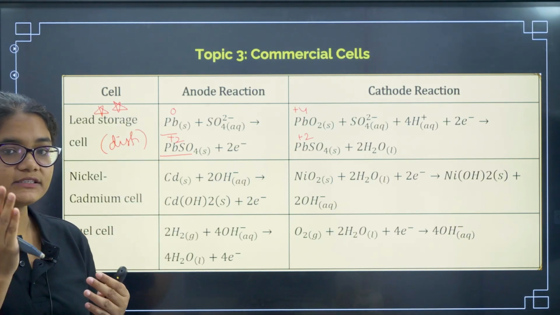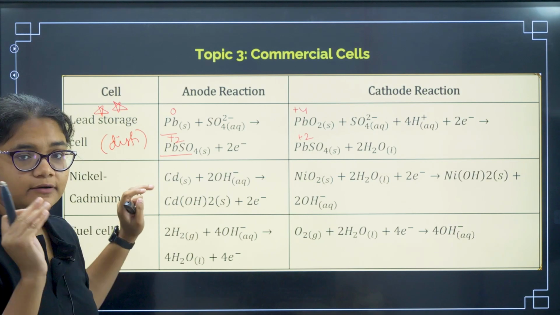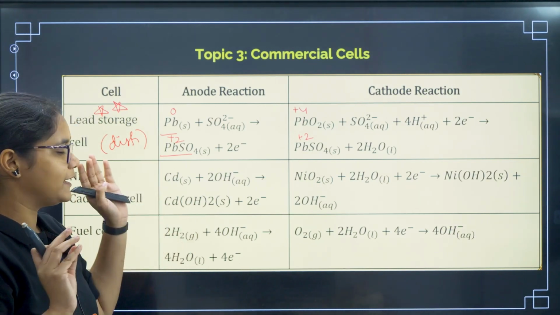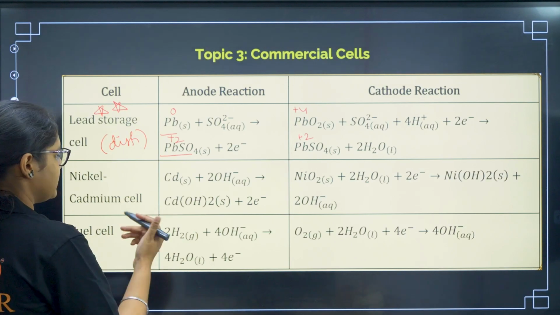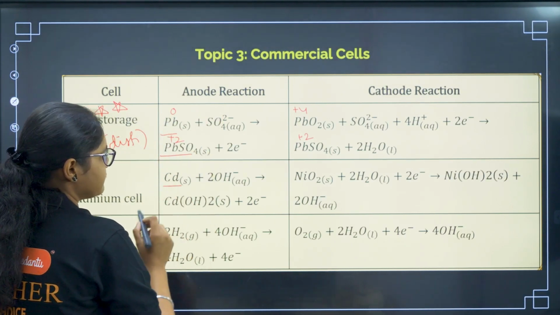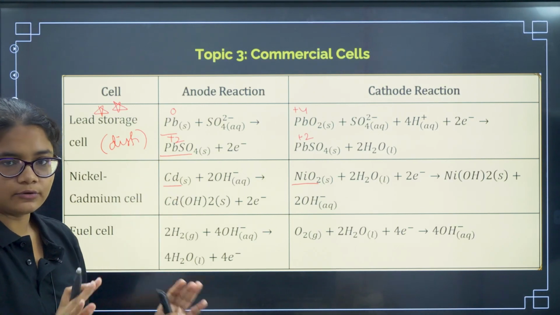Now what happens when we are charging the battery? The reaction will be reversed. So this one reaction, remember it properly, write down 2-3 times and remember. And then we have nickel cadmium cell. Here also you can remember anode is made up of cadmium and cathode is made up of nickel oxide. Okay, reactions no need to remember.